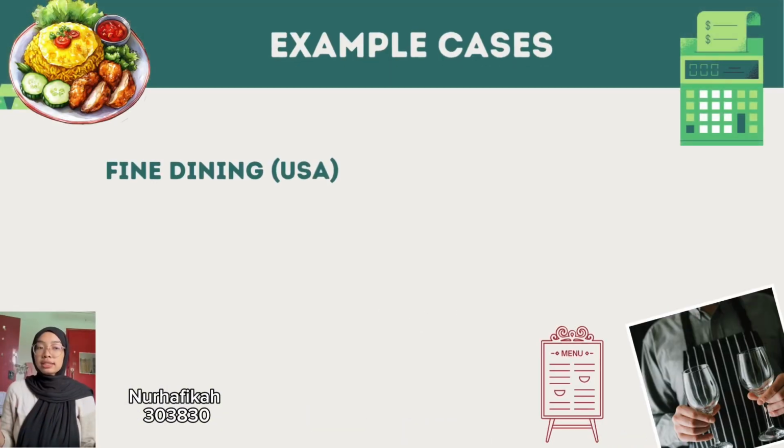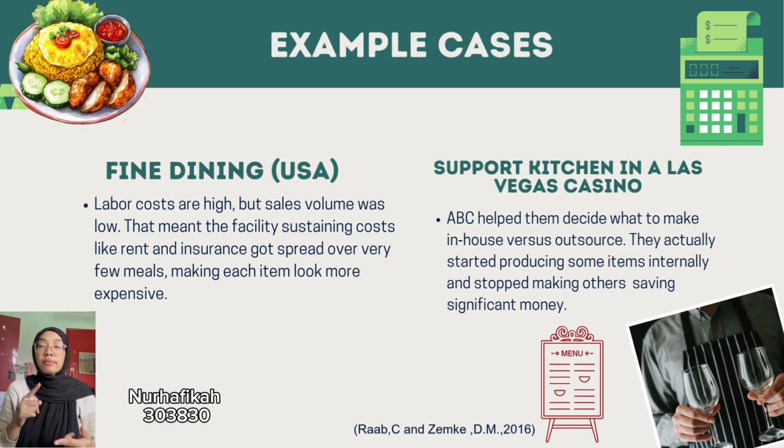So based on the article that I found, which is the activity based costing in the restaurant industry by C and Zamki, they provide a case example of ABC applied in a restaurant, which is the first one of a fine dining restaurant in the US. Here, labor costs are high, but sales volume was low. That means the facility sustaining costs like rent and insurance got spread over very few meals, making each item look more expensive.